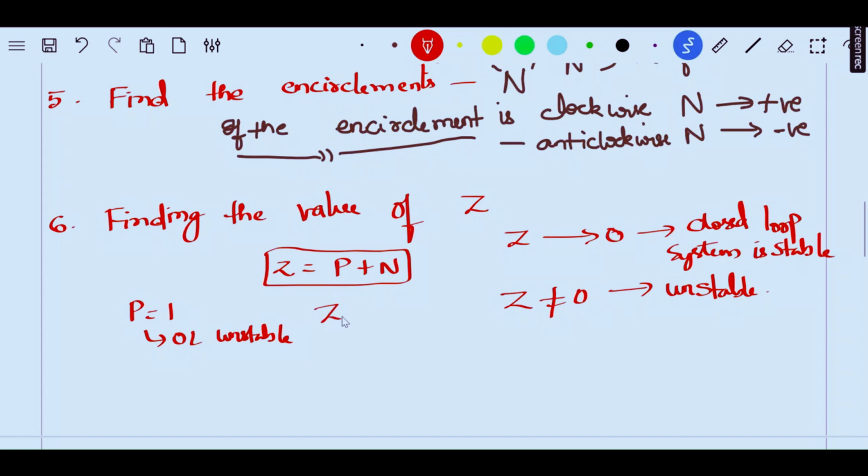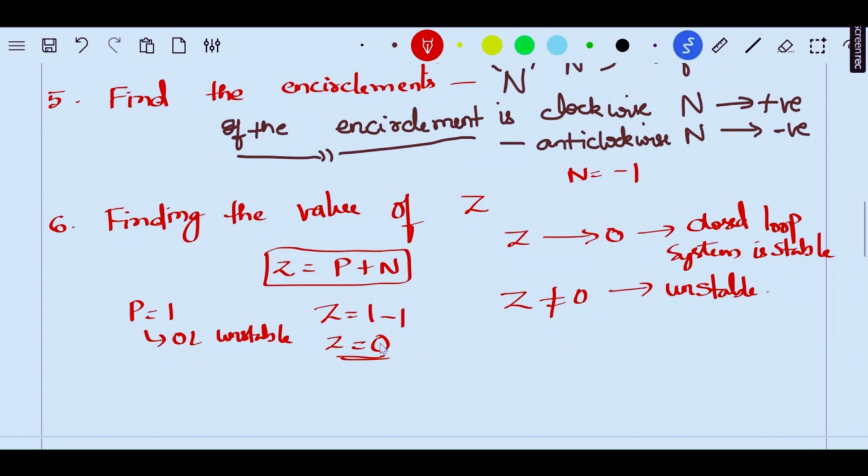But think you got one encirclement which is anti-clockwise. Anti-clockwise is negative, and with one encirclement, N equals -1. So what happens to Z is you have P equal to 1 whereas N is -1, so this makes Z equal to 0. So though the system is unstable when it is open loop, when it becomes closed loop it is stable because Z equals 0. So this is what Nyquist says.